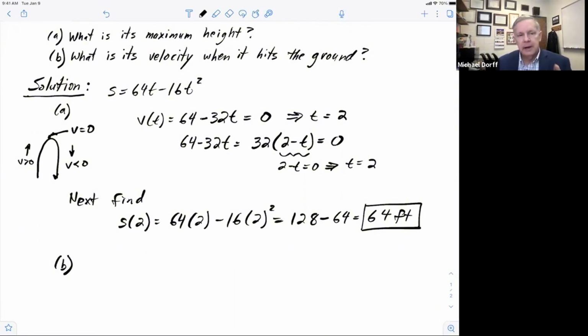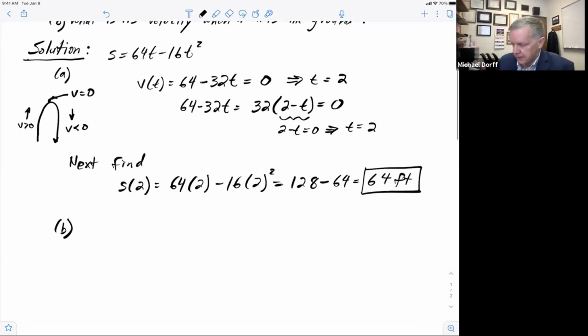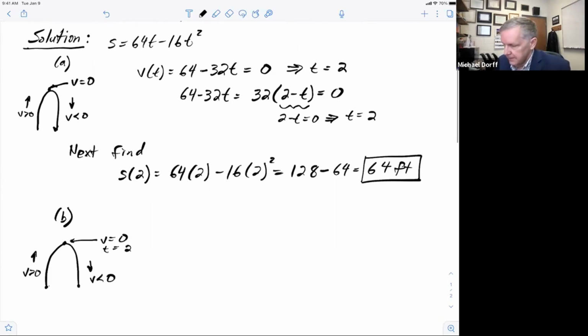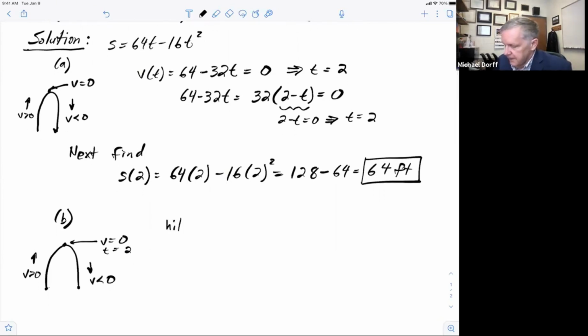So it's going up, as I showed earlier. Velocity is positive when it goes up. Here, velocity is 0, and we knew that this happens when t equals 2. And then as I'm going back down again, the velocity is negative, and the velocity will become more negative as it gets closer and closer to the ground. We want to figure out what that velocity is when it hits the ground. So it hits the ground when the height function is 0.